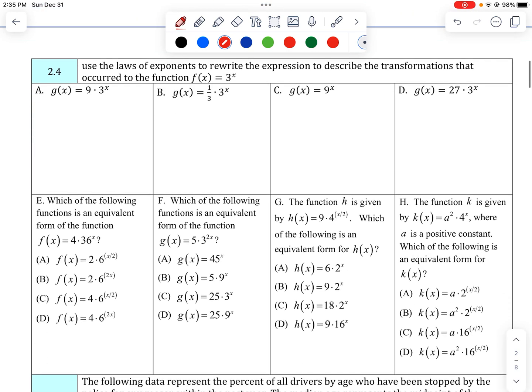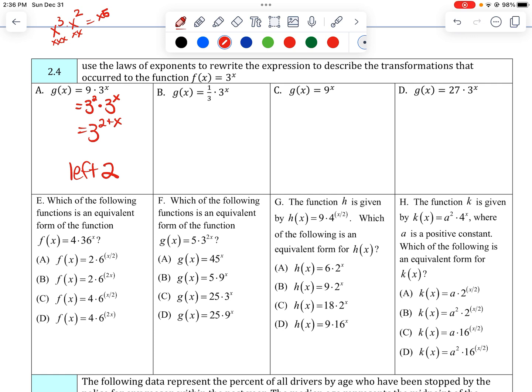Using the law of exponents, rewrite the expression to describe the transformation that occurs from 3 to the x. So I have to rewrite this with the same base. So 3 squared times 3 to the x. Now when they're like this, what is our rule? Well, if I had x to the 3rd times x squared, x to the 5th, and I add them. So this would be 3 to the 2 plus x. So plus 2 means we go to the left 2.